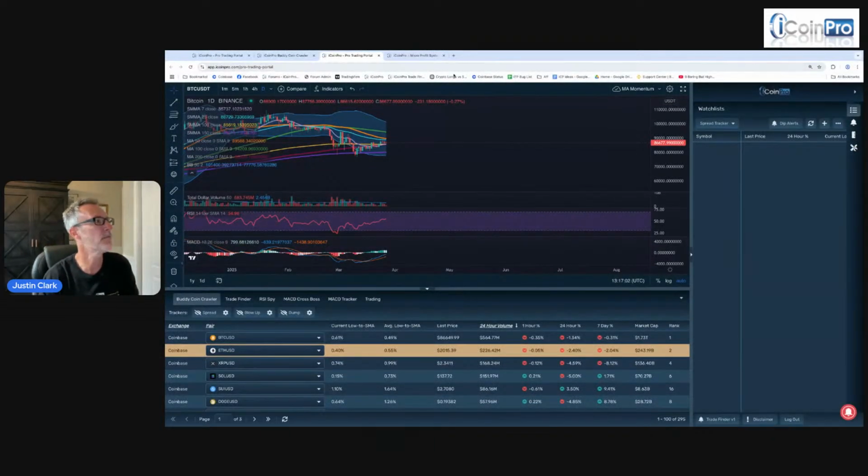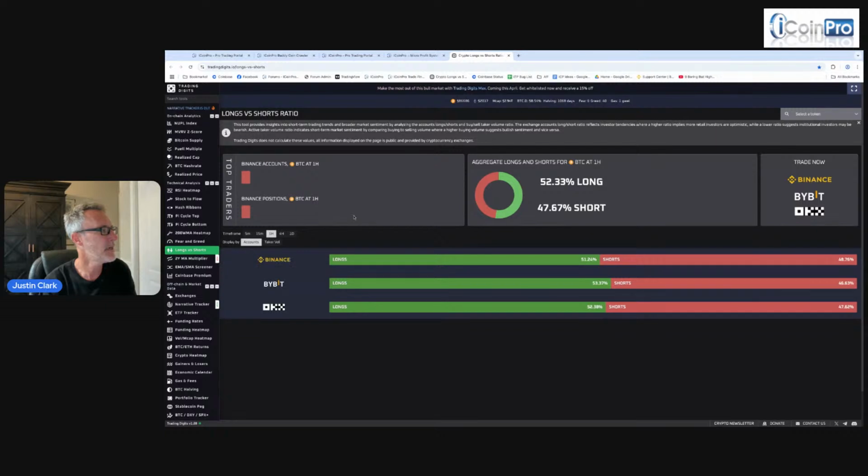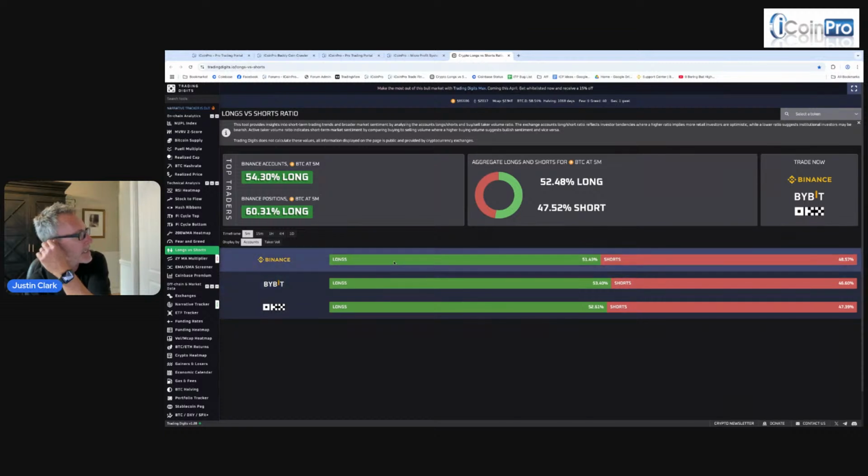Now, we want to look at the longs and shorts just to see what the market may or may not be thinking. And right now, they're not going to be any help. It's pretty much business as usual. Longs are 51%, shorts are 48%-ish. So pretty much even.